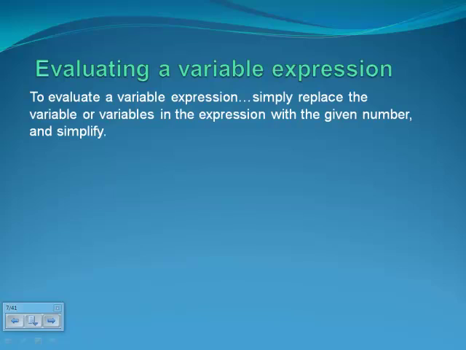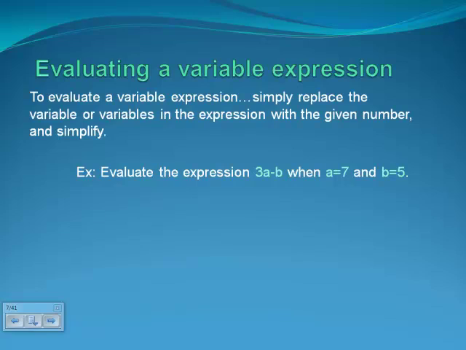So we're going to move on to evaluating a variable expression. Remember, an expression does not have an equal sign. So to evaluate a variable expression, you simply replace the variable, or variables if there's more than one, in the expression with the given number and simplify. For example, let's say that you are doing homework and you're asked to evaluate the expression 3a minus b when a is equal to 7 and b is equal to 5.